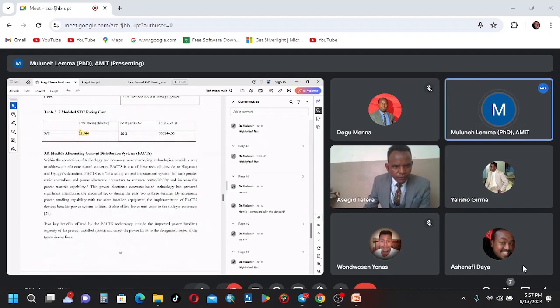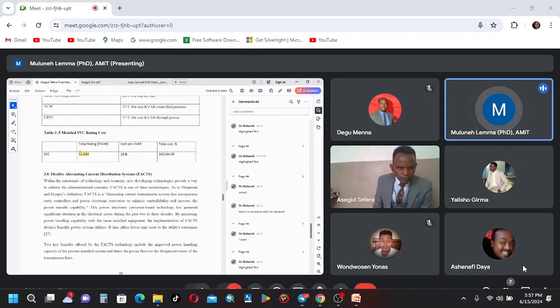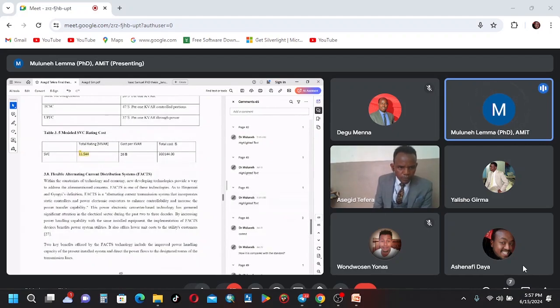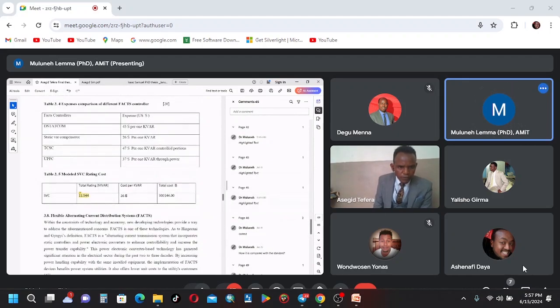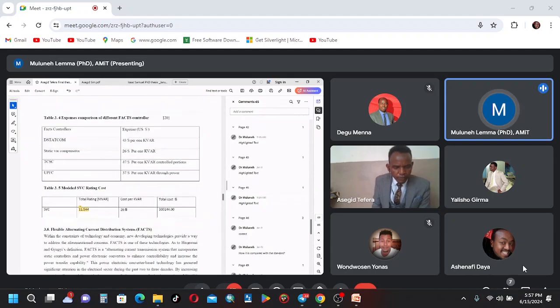Okay, so this actually needs some correction. And the modeled SVC rating cost is like 11.54 megavar, right? Yeah. 11.54 cost per kvar is like this, and total cost in US dollars, right? Yeah. Is that feasible? Because you mentioned the cost issues and so on. Yes. Is that feasible? Can you convince Ethiopian Electric Power or Ethiopian Electric Utility, with cost benefit analysis and everything?